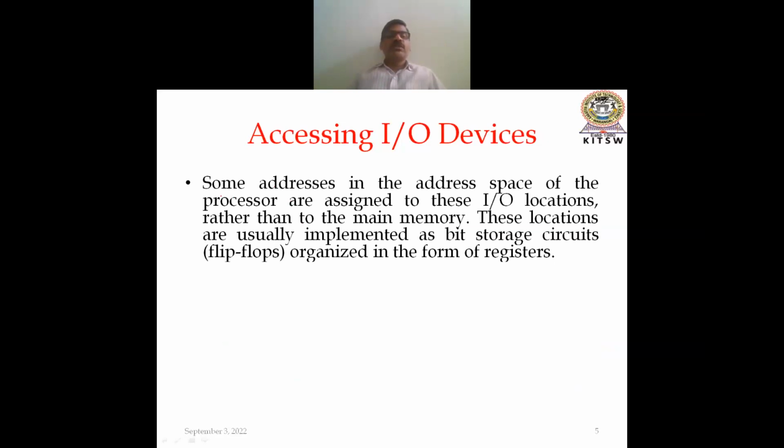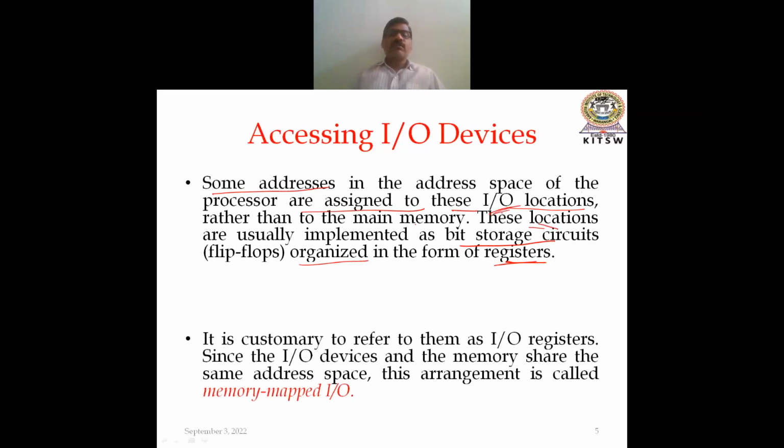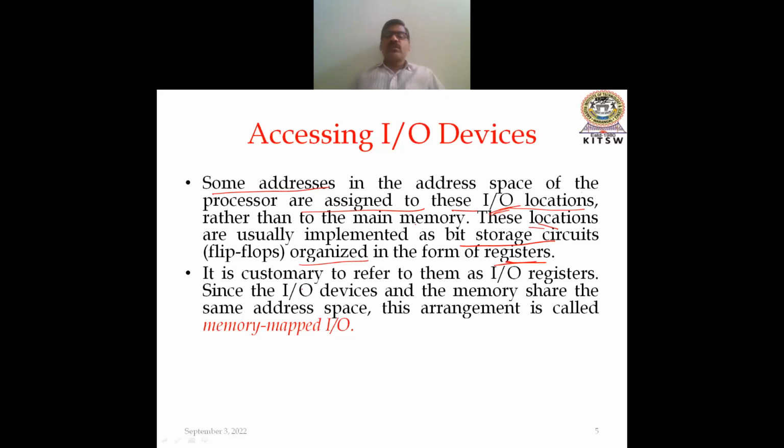So what we are using here is that some addresses in the address space of the processor are assigned to these IO locations rather than to the main memory. These locations are usually implemented as bit storage circuits organized in the form of registers. So some addresses in the address space of the processor are assigned to these IO locations rather than to the main memory. It is customary to refer to them as IO registers.